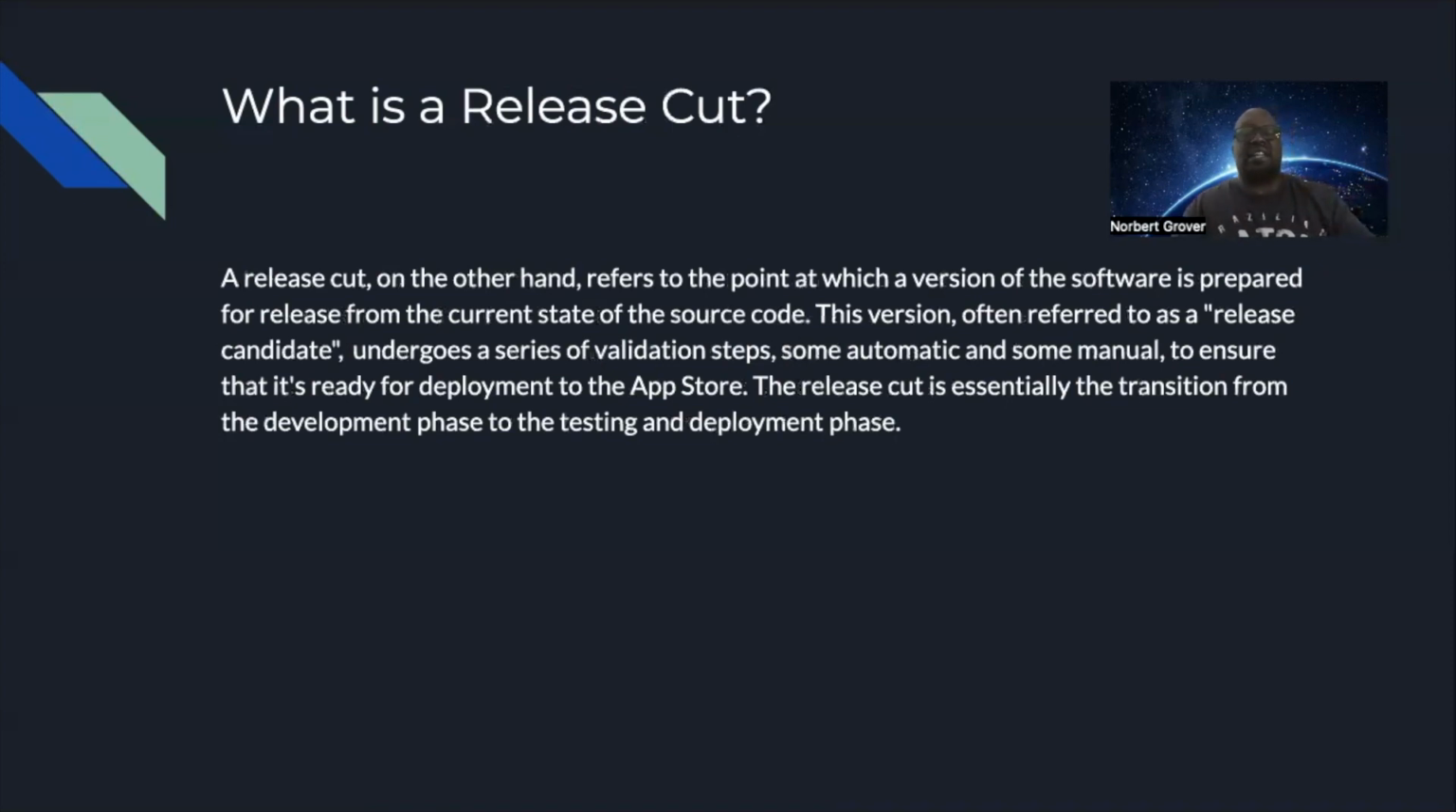Now, what is a release cut? A release cut, on the other hand, refers to the point at which a version of the software is prepared for release from the current state of the source code. This version, often referred to as a release candidate, undergoes a series of validation steps, some automatic and some manual, to ensure that it's ready for deployment to the App Store. The release cut is essentially the transition from the development phase to the testing and deployment phase.